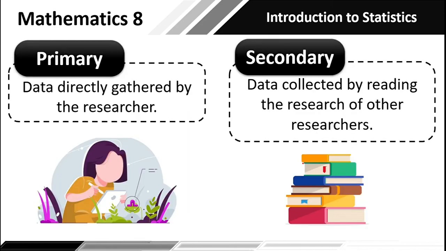We also have other types of data. First one is the primary data and the secondary data. It's very easy. When we say primary data, it is the data directly gathered by the researcher, while secondary data are the data collected by reading the research of other researchers or using books.